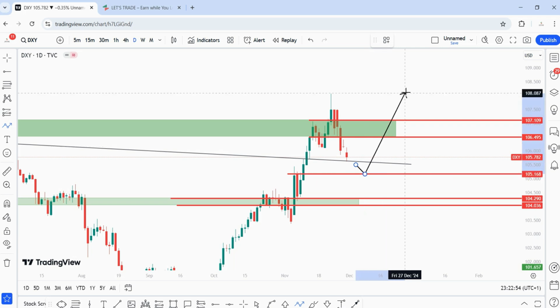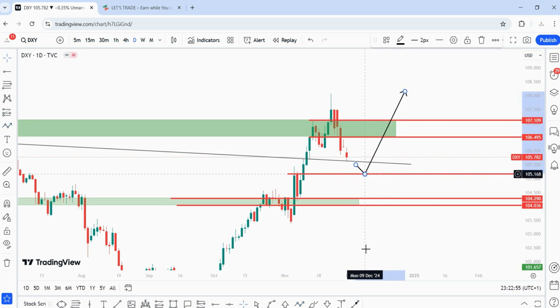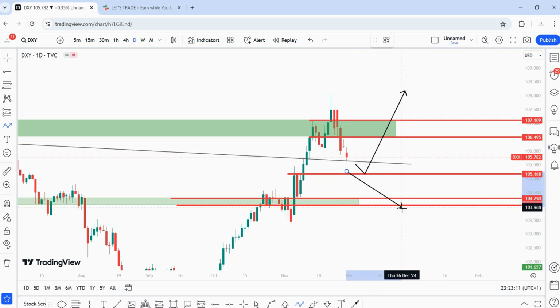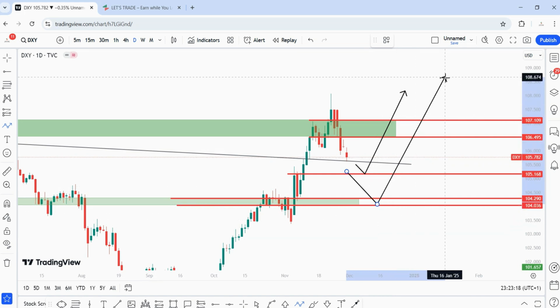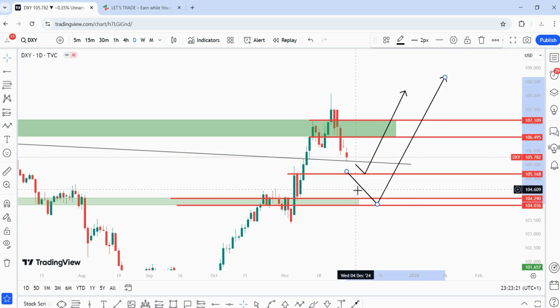So before we either continue higher, or maybe price may break below that and still make its way down to between 104.290 and 104.036. So price may still drop into there before we take off. So these are where I'm expecting bullish continuation on the US dollar going into next month.